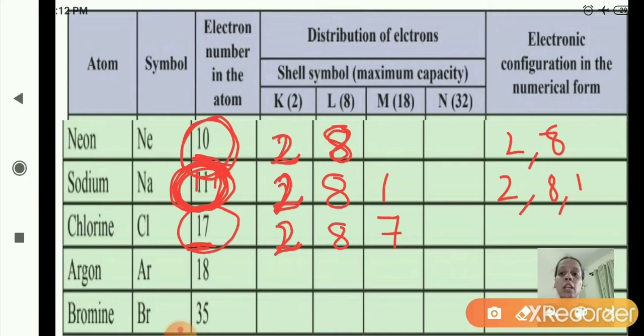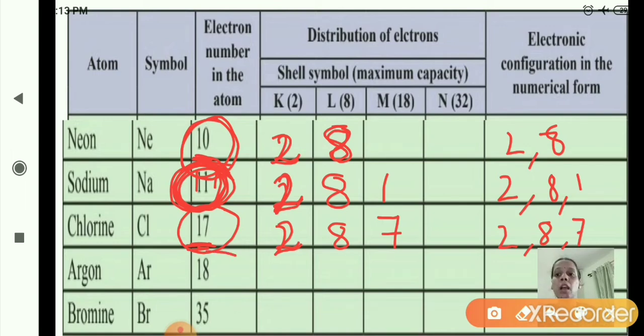How you will write down electronic configuration for chlorine atom, that is 2, 8, 7, right? 2 in K shell, 8 in L shell and 7 in M shell. Okay, now the next one is argon. What is the symbol, that is Ar, and the electron number in the atom, 18.